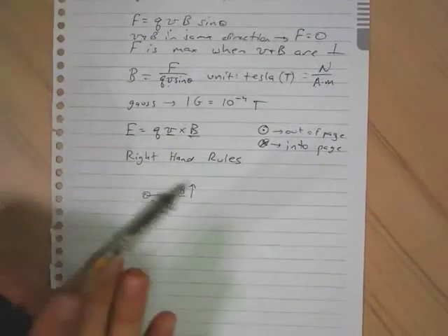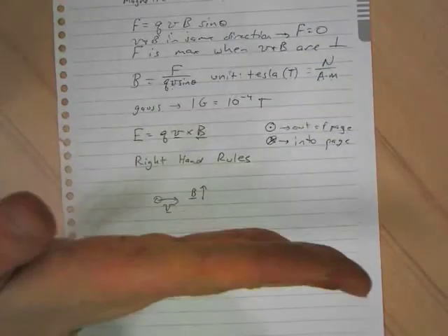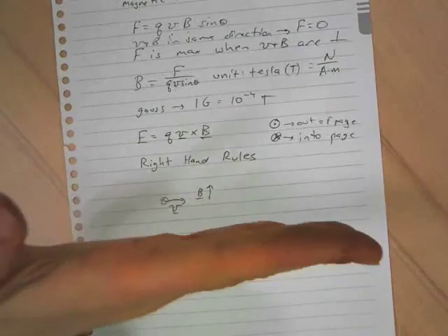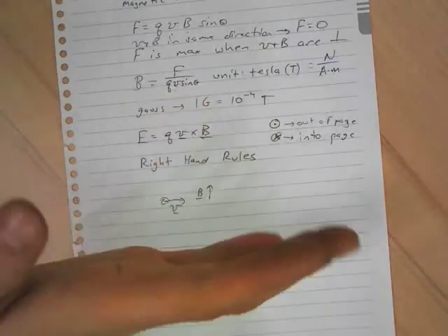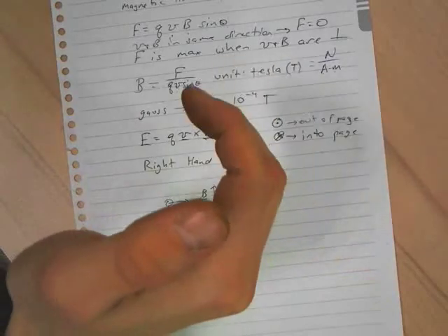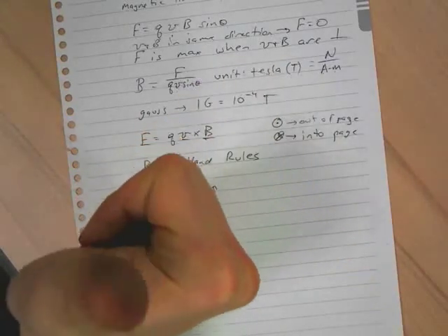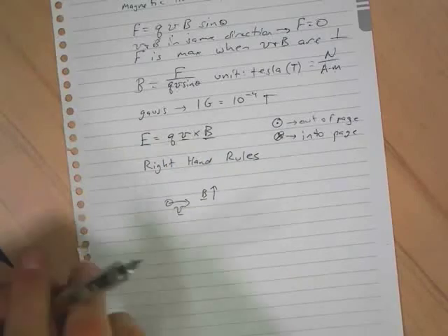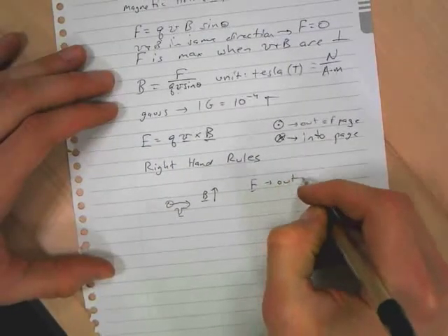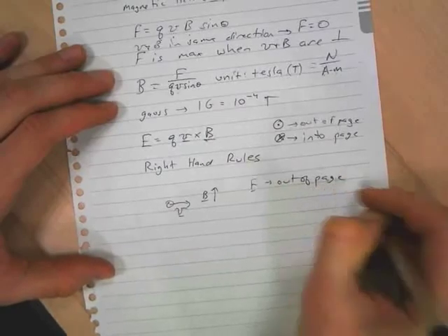To follow the right-hand rule, you point your hand in the direction of the first value, in this case the velocity. You're taking the velocity cross with the B field. So you point your hand in the direction of the velocity, curl your fingers toward the B field, and the direction your thumb points is the direction of the force. In this case, the force is out of the page, because that was the direction that my thumb pointed.